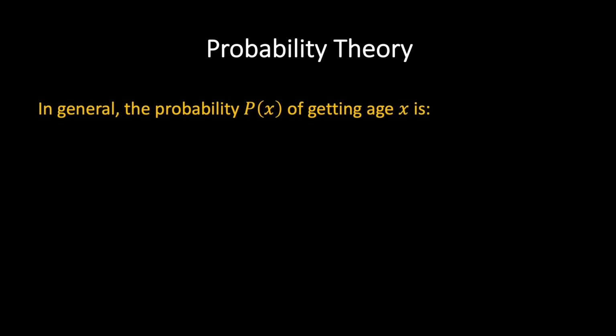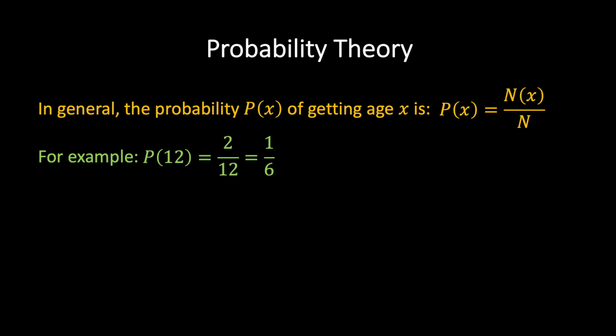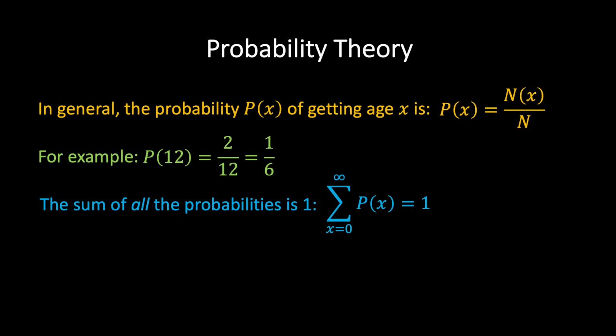It follows that if p of x is the probability of getting age x, then in general we can write p of x equals n of x divided by N. For example, the probability of selecting a person whose age is 12 would be p of 12 equals 2 over 12, which is equal to 1/6. It should hopefully be obvious that the sum of all the probabilities must be equal to 1, since the person you select must have some age, and so we can write the sum of p of x from x equals 0 to infinity is equal to 1.